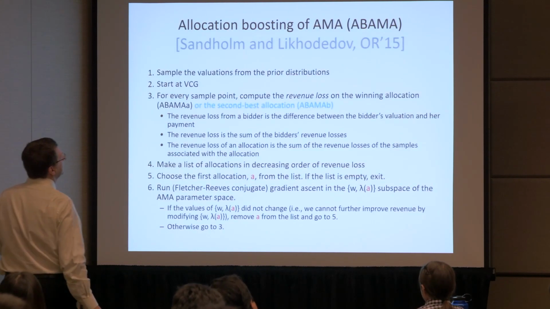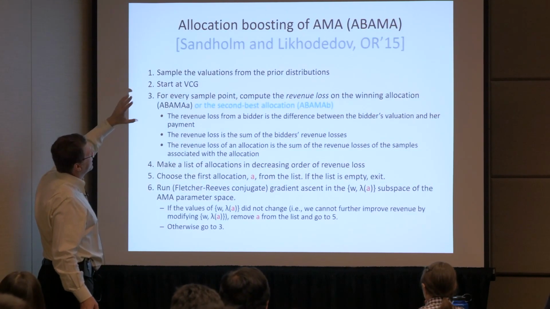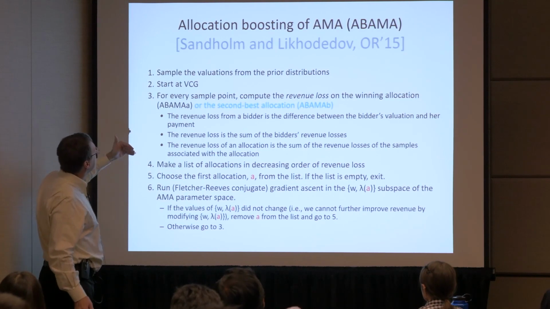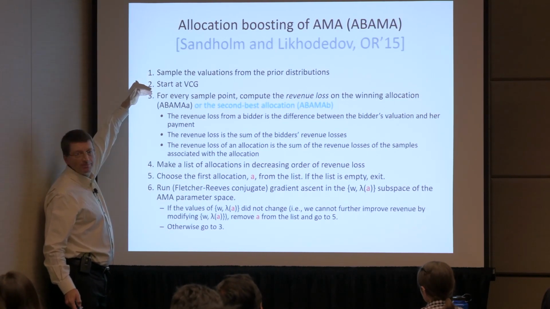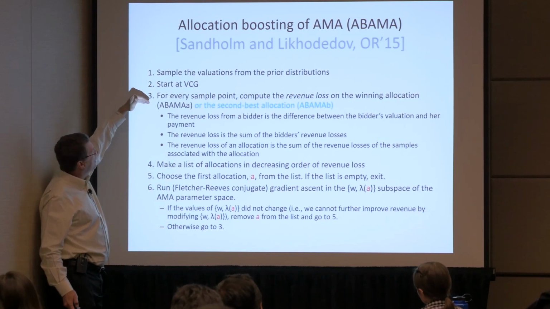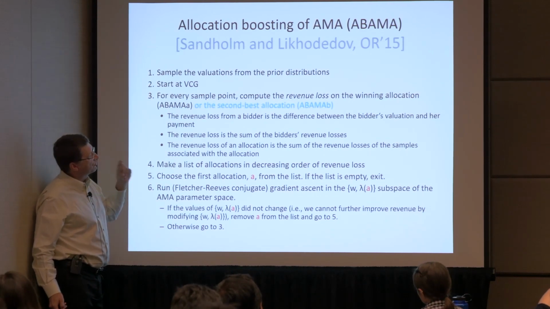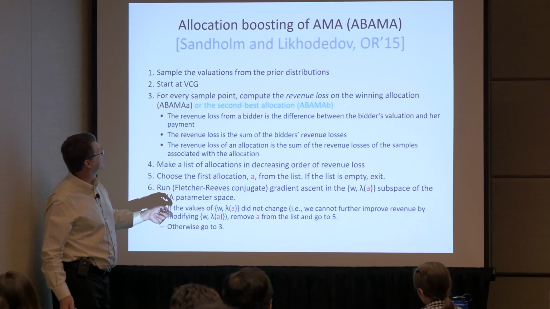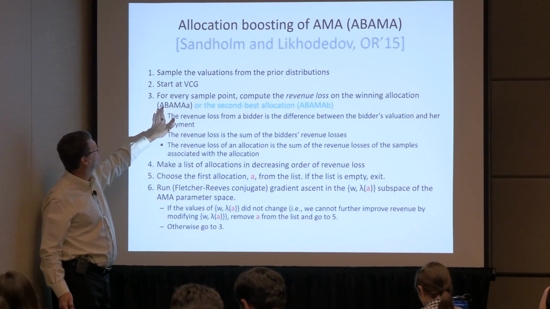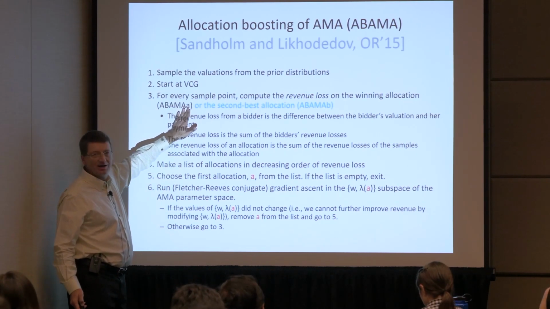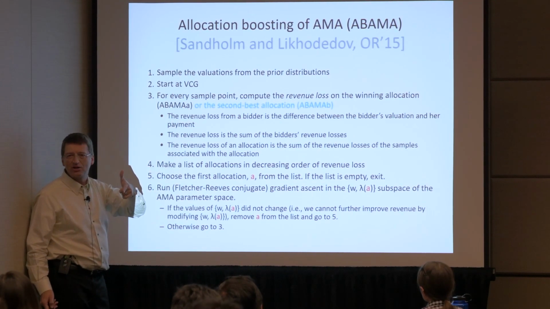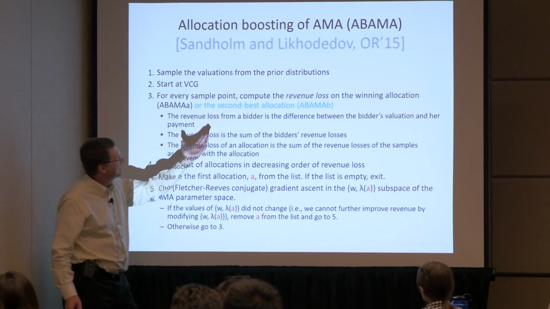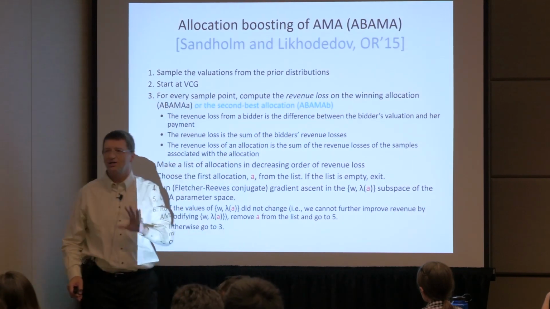So here's an algorithm for the AMA parameter setting case. We sample the valuations from the prior distribution. Then we start the parameters at the VCG. For every sample point, we compute the revenue loss on the winning allocation. That gives us an algorithm which we call ABMA star A. And you could also think about doing it on the second best allocation, because that affects revenue. That gives us variation B. I'm going to show you results on both.